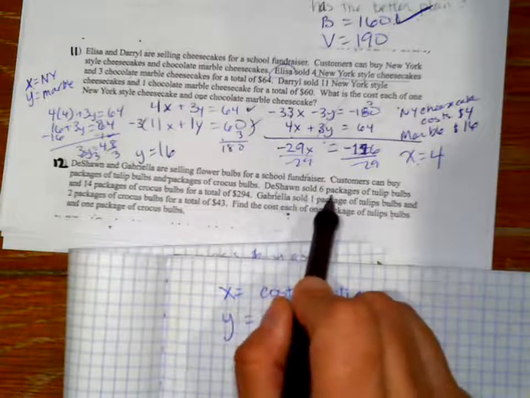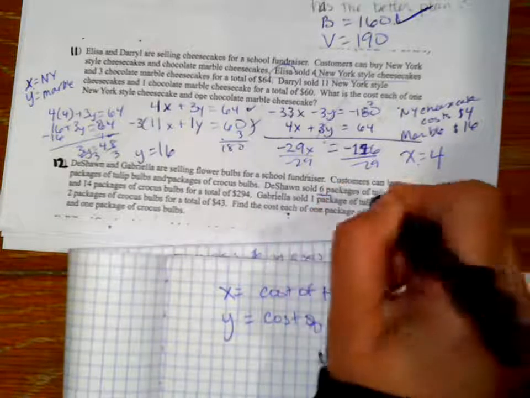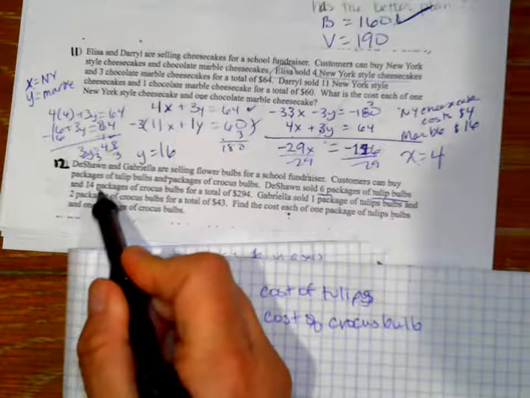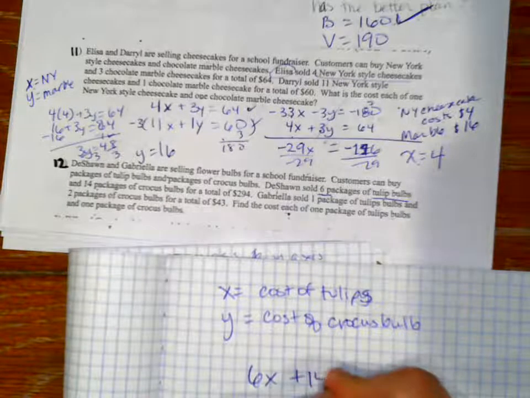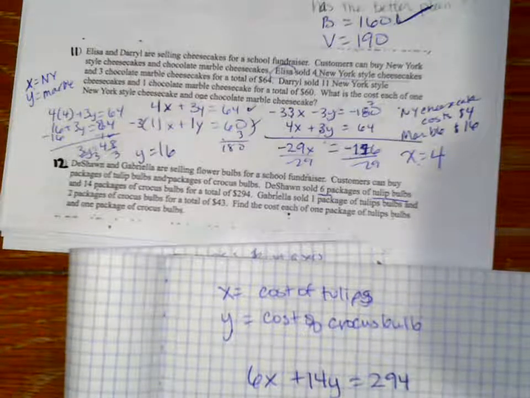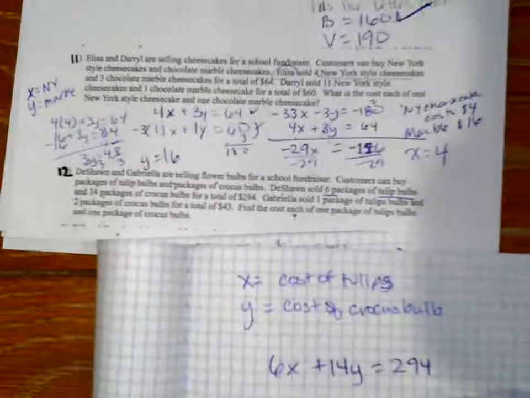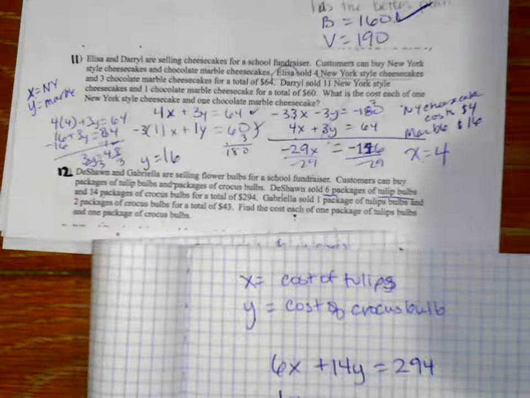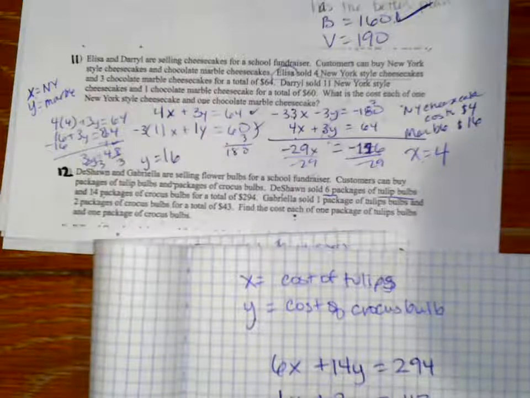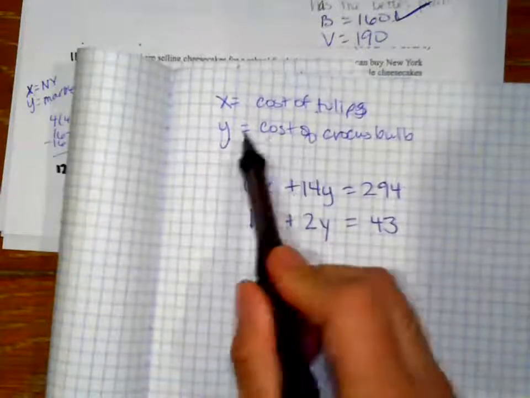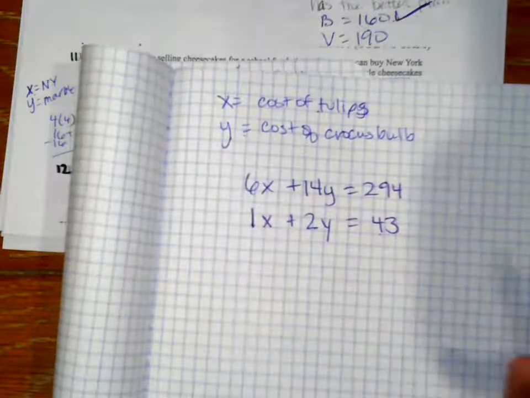Deshaun sold 6 packages of tulip bulbs. So 6 tulips. So 6 times X. And 14 packages of crocus bulbs. And 14 of however much those cost. And spent $294. So there's the first one. And then Gabriella sold 1 package of tulips and 2 packages of crocus bulbs for a total of $43. Okay, so she sold 1 tulip, 2 of the crocus, and she spent $43.